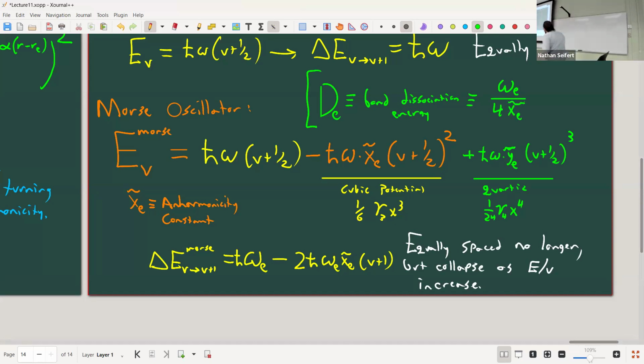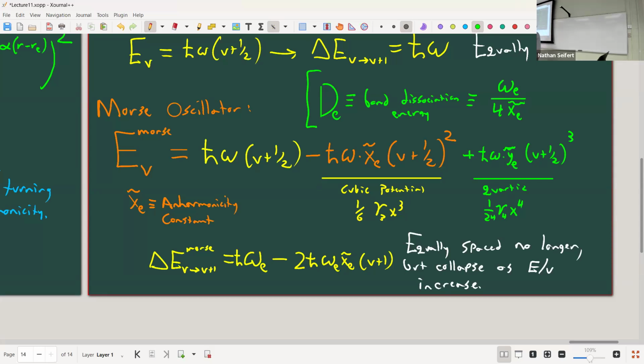So the dissociation energy tells you something about how fast the system becomes anharmonic, the size of this anharmonic term relative to the harmonic term. If the anharmonic term is really, really small, that means you're approaching the dissociation limit very slowly. Or the dissociation limit is what turns the anharmonicity on. So if omega e is much larger than x sub e, you have very large bond dissociation energy. This term is very, very small, and therefore your energy levels are very harmonic.